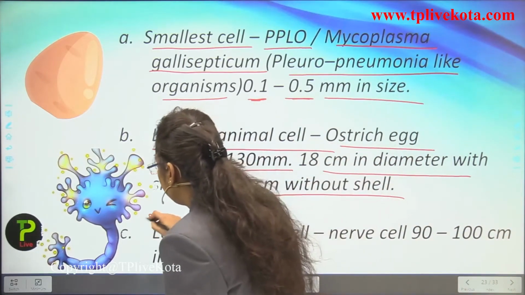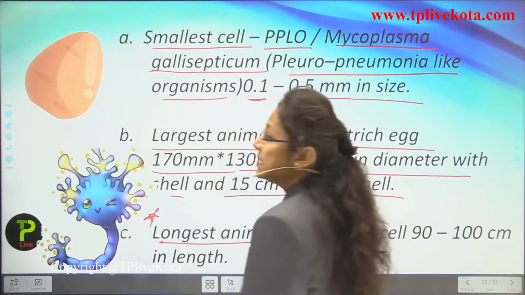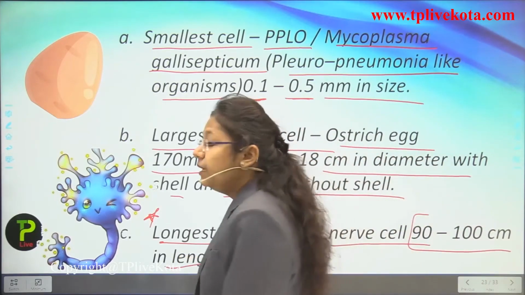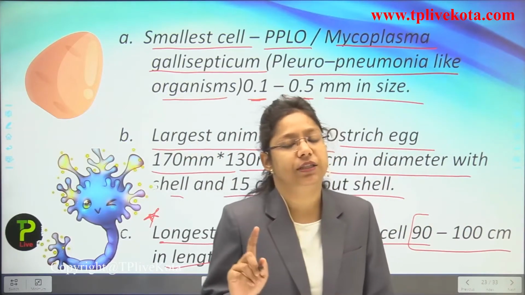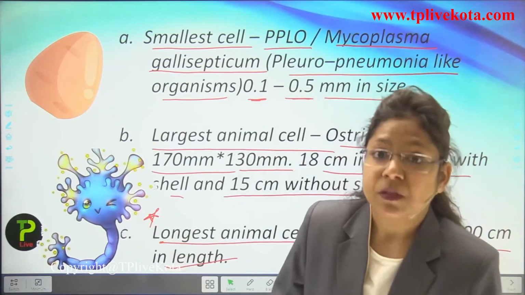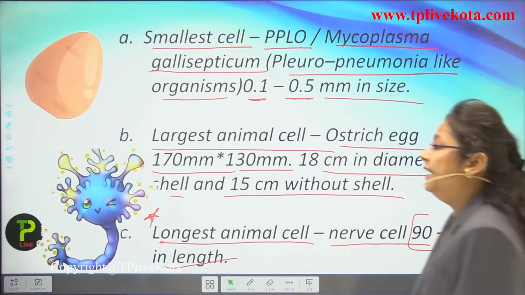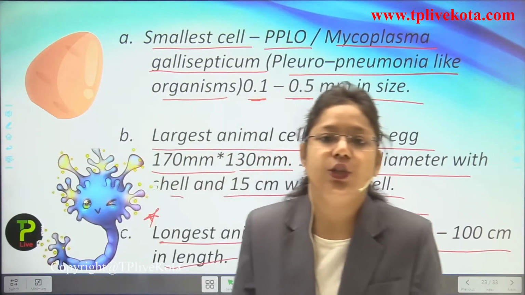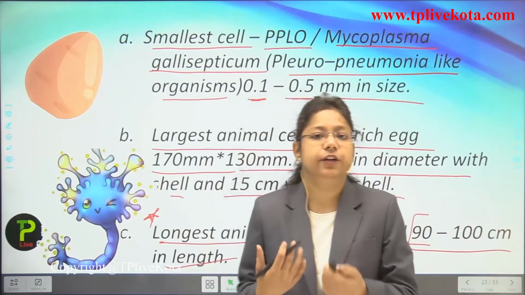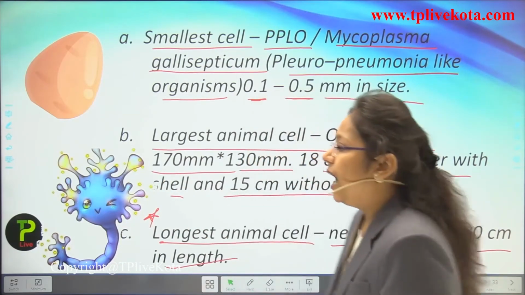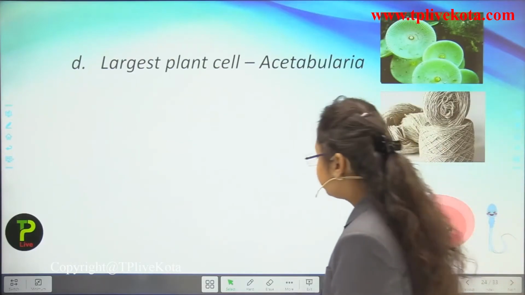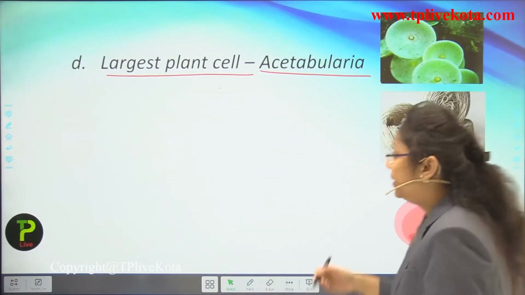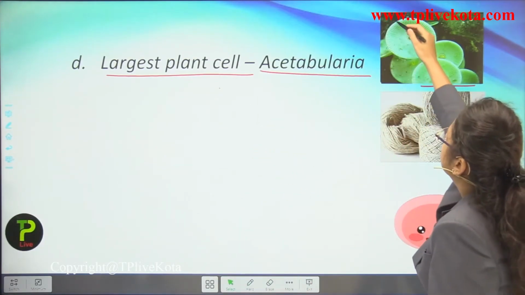Now, the most important point, the longest animal cell, is the nerve cell, which is 90 to 100 centimeter in length. The nerve cell, the neuron, which is a very important cell of the human body, ranges between 90 and 100 centimeter in length. So these are the various great sizes in which cells vary. Now, you can see here that the largest plant cell is Acetabularia. You can see it in this picture also. This is Acetabularia.